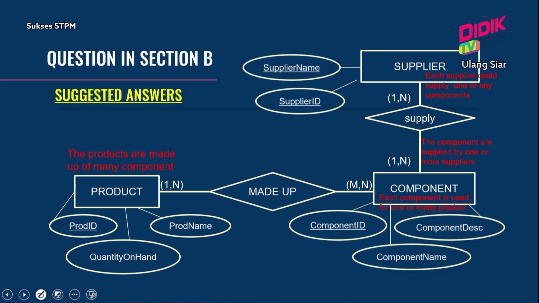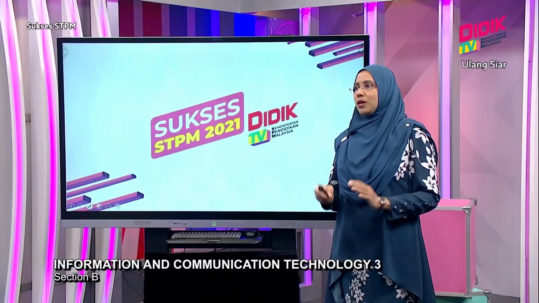Okay, for attribute, you put 3 or 4 attributes, enough. Okay, if you put a lot, it will be messy. Okay. So that's all I could share with you.